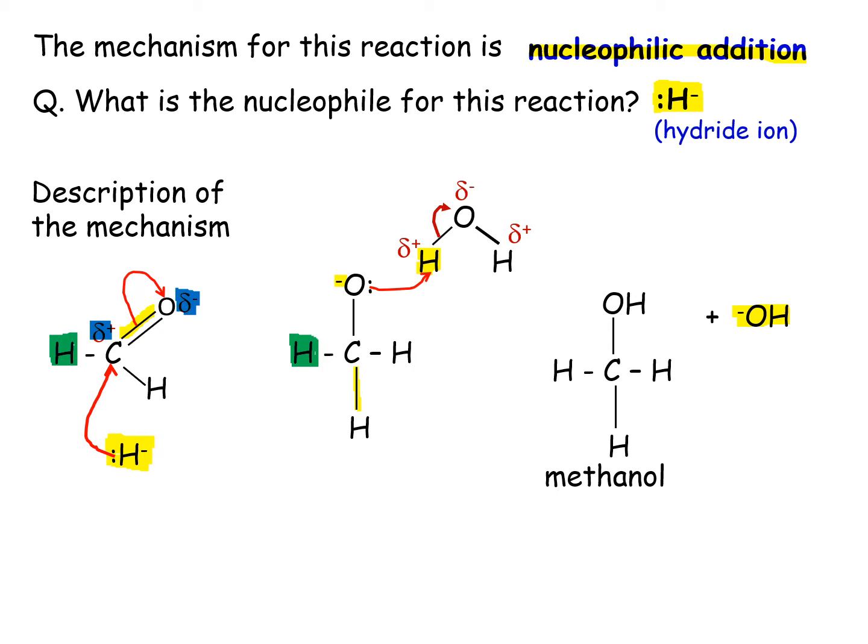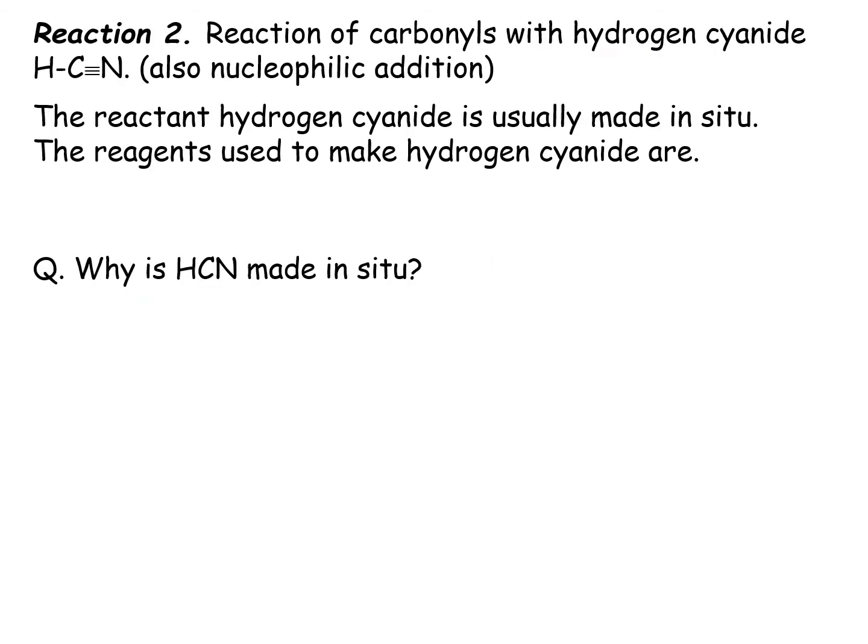Okay, so we're going to carry on now, and we're going to stick with the same mechanism because carbonyls react via nucleophilic addition. Here, the type of reaction was reduction using a reducing agent. I'm going to show you now a second type of nucleophilic addition reaction with carbonyls that involves something different. We're on page 7 in your notes, and this is the next reaction of carbonyl compounds, this time with hydrogen cyanide. So we can see the displayed formula for hydrogen cyanide, HC triple bond N.